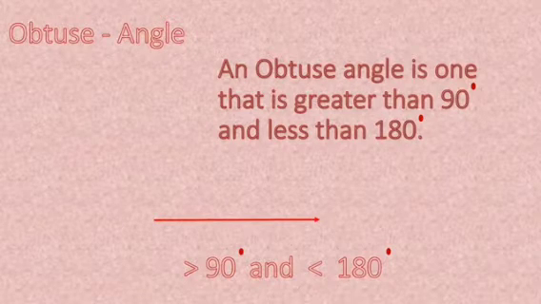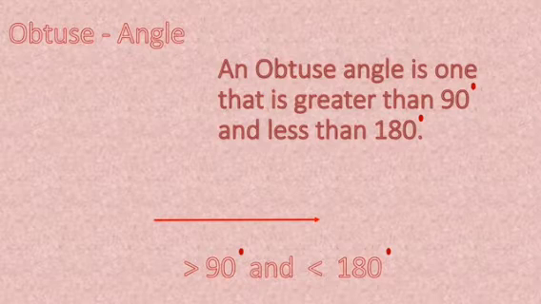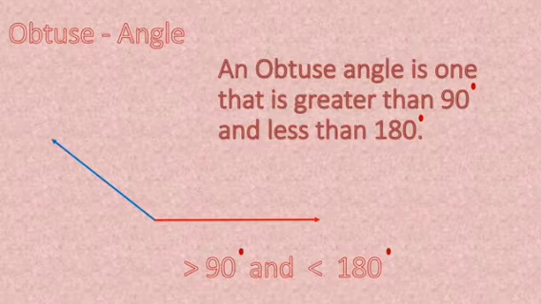Now the next type is the obtuse angle. An obtuse angle is one that is greater than 90 degrees and less than 180 degrees.